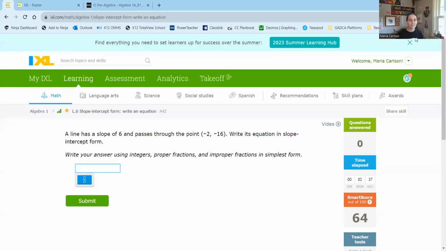Hi, everybody. In this video, I'm going to talk about writing an equation for slope-intercept form when you're given the slope and a point. So this is the trickiest level of the first skill for lesson 0.10. All right, so we need to remember that our slope-intercept equation is y equals mx plus b, where m is our slope and b is our y-intercept.